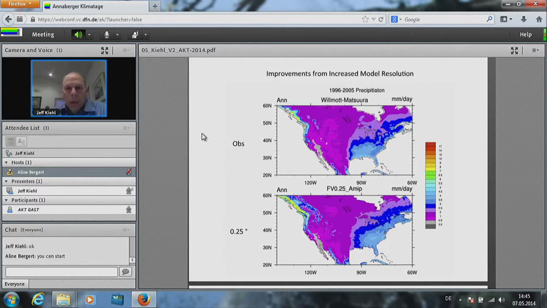This is another example of what we obtain by going to higher resolution. The top panel is the observed annual mean rainfall rate, a climatological mean. And the bottom panel is from a 25 kilometer resolution global model, and you can barely distinguish the difference between the observations and the model in terms of rainfall rate. This would have been very difficult to simulate had we run these models at coarser resolution.